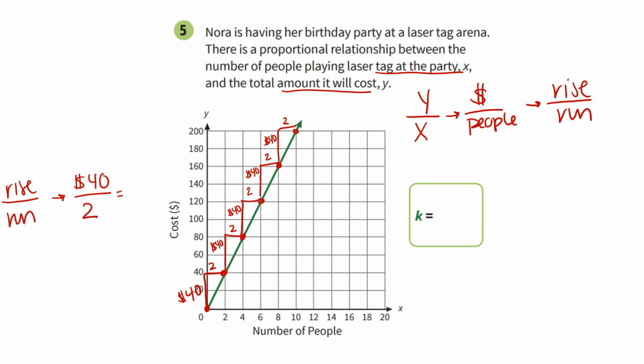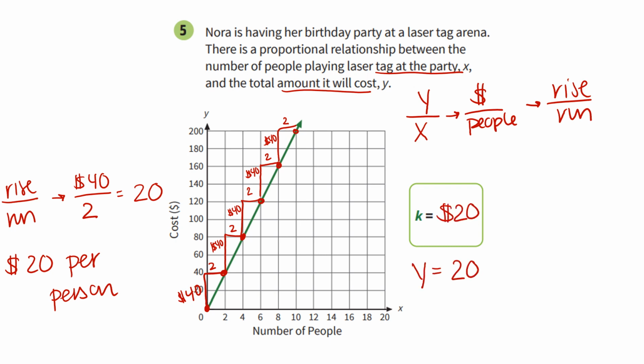40 divided by 2 gives us a final answer of 20. It is $20 per person to play laser tag. So our K value, the rate of change, is the $20, which we use in the equation y equals kx to make y equals 20x.